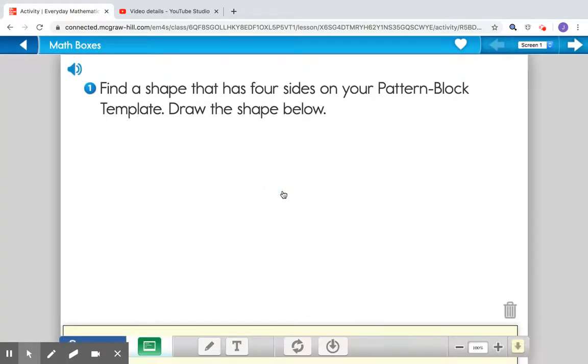boys and girls. And your math boxes today, you're only going to do numbers 1, 3, and 4. So boys and girls, it says, find a shape that has 4 sides on your pattern block template. Now, boys and girls, you do not have pattern block templates at your house. So what you can do is you can think of a shape that has 4 sides, and you're going to draw it. You can look in your house. You have plenty of things that have 4 sides. And then you're just going to draw them in the box. You're going to click on your pen, and you're going to draw in this box. Then you're going to arrow over.